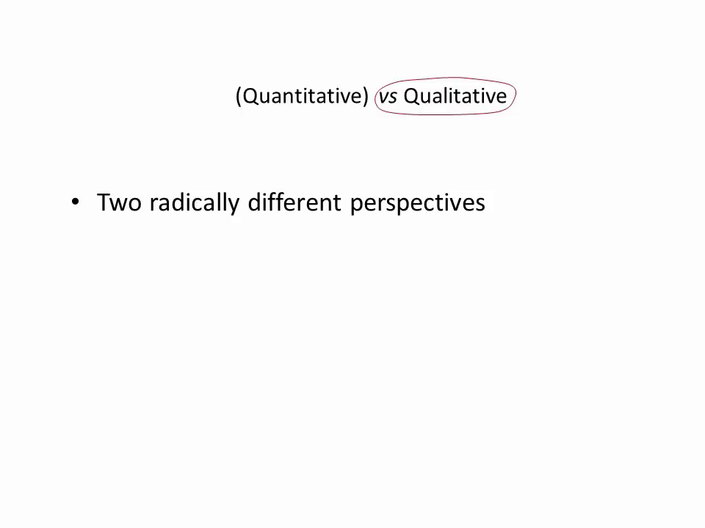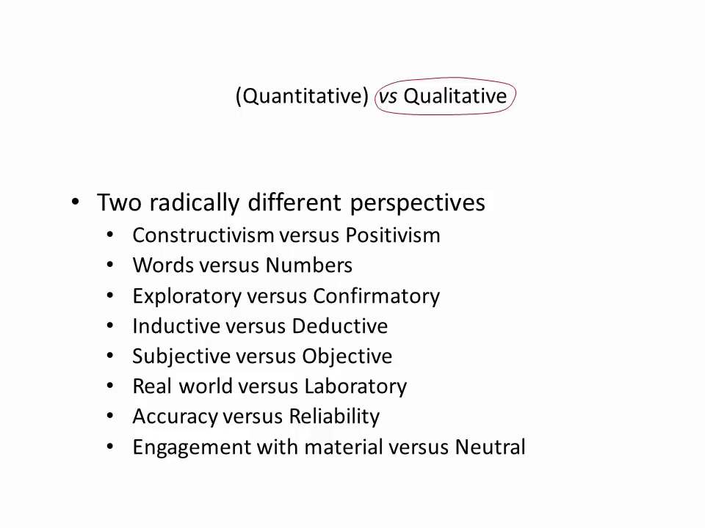It is supposed that there are two different perspectives concerning research, with some big epistemological words. Constructivism versus positivism. Positivism considers that there is a reality, this reality is outside us, and we can objectively study this reality.